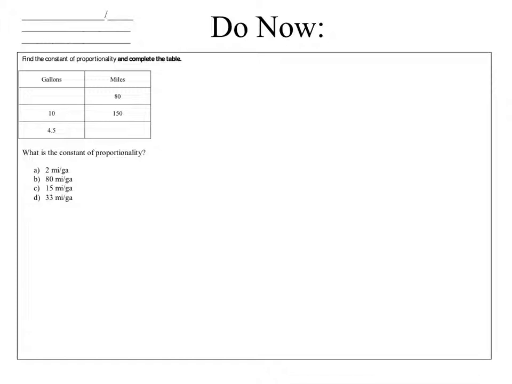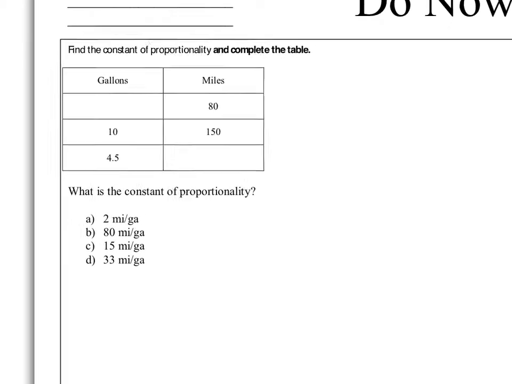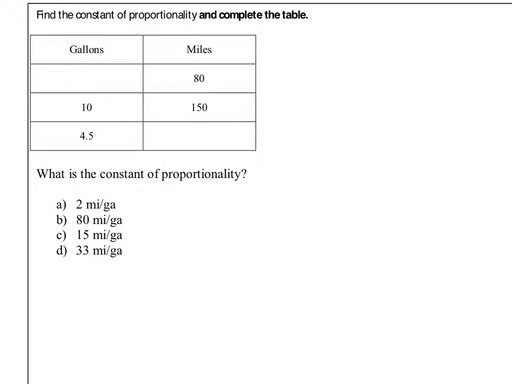Okay, looking at the do now, we want to go ahead and complete this table after finding the constant of proportionality. So in order to complete the table, we do have to find the constant of proportionality. When I think about miles per gallon, the number of gallons of gas that I have can determine how many miles that I can drive. So I've labeled them x and y. In order to find my constant of proportionality, I need y over x. And y over x is going to be 150 over 10, which is 15 miles per gallon.